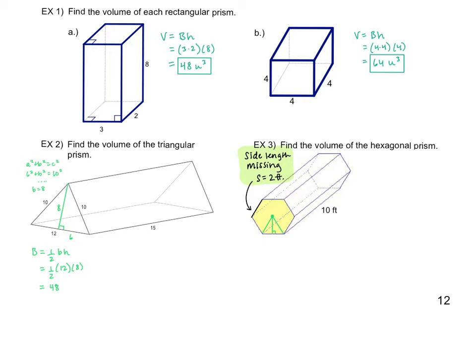Now remember, that is just looking at what the area of our base is for our volume formula, right? Remember, we have the volume equals B times H. So we have to take that 48 and multiply it by our height of 15, and that is what's going to give us the volume of 720 units cubed.